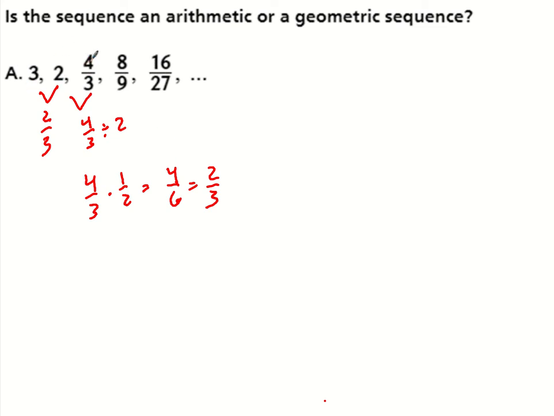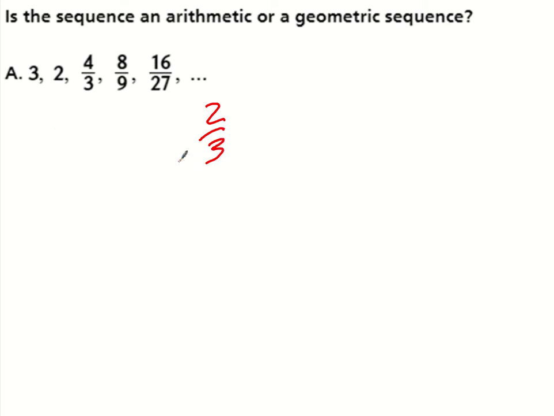If I take 4/3 and I multiply it by 2/3, that's going to give me 8/9. If I take 8/9 and multiply it by 2/3, that's going to give me 16/27. So this would be a geometric sequence, and my common ratio is 2/3 because that's what's being multiplied each time. So 3 times 2/3 is 2, 2 times 2/3 is 4/3, 4/3 times 2/3 is 8/9. And again, the way we figure this out is we take the values and we just divide them. This would be 4/3 divided by 2, this would be 8/9 divided by 4/3, and all of these are still going to equal 2/3.